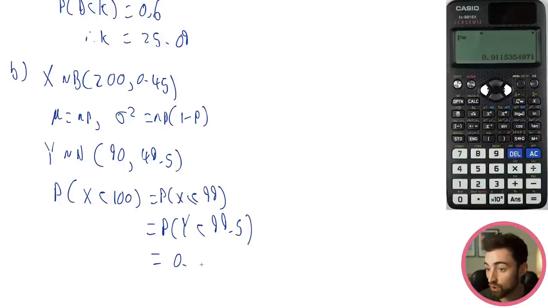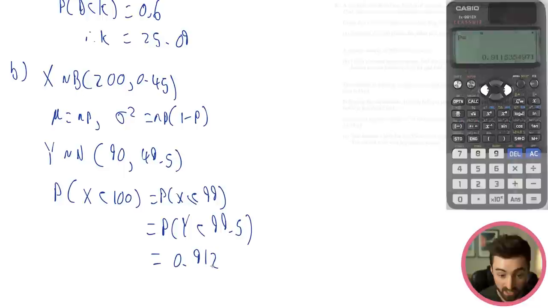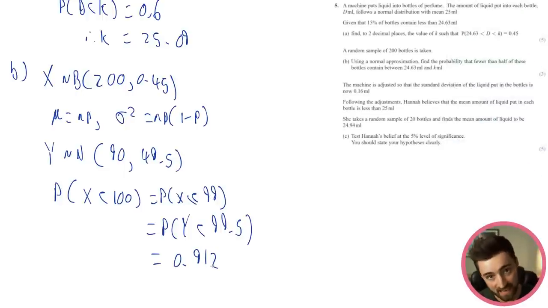Does it ask for an amount of significant figures or anything? No, so let's maybe just go to 3. So that's going to be 0.912. It's quite high, isn't it? Does that make sense? I would say yes, because the probability of being between these is less than a half, isn't it? So you would naturally expect less than a half of them to have that. So that's why this probability is quite high here.